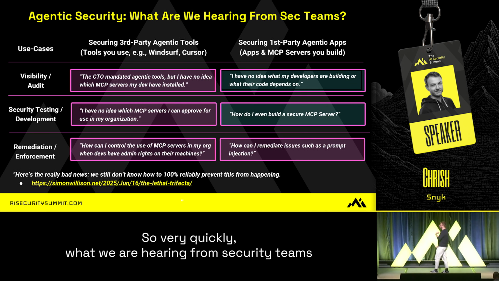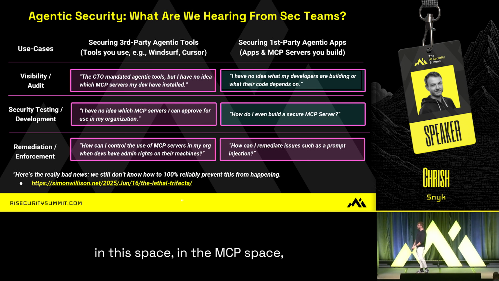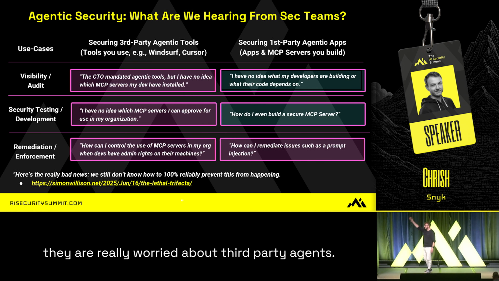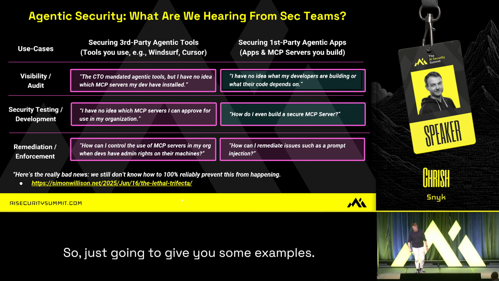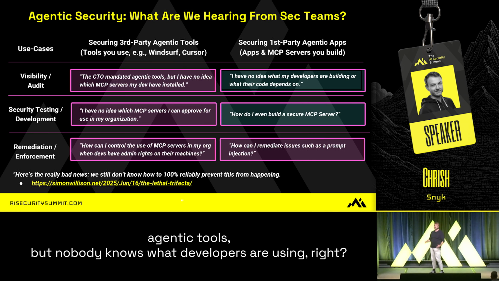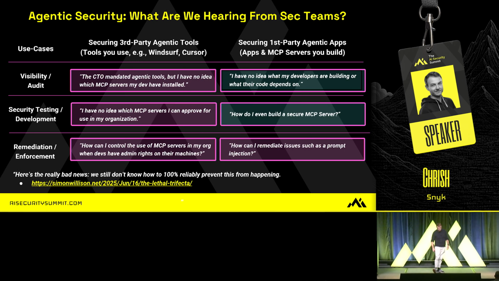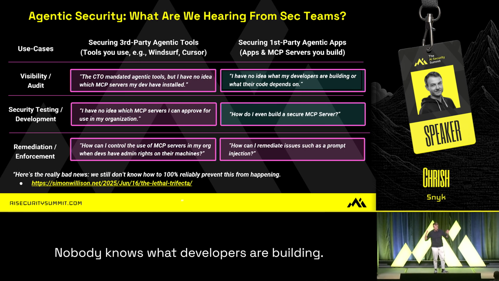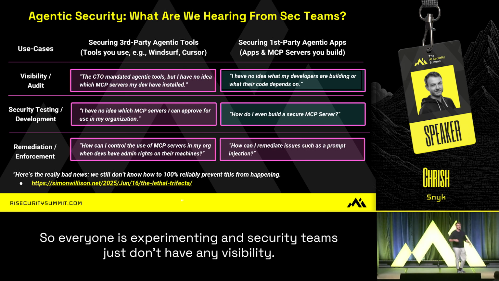So very quickly, what we are hearing from security teams in the MCP space is that they are really worried about third-party agents. Just to give you some examples: the CTO mandated that everyone should be using these agentic tools, but nobody knows what developers are using, right? So there's a lack of visibility. Nobody knows what developers are building. Everyone is experimenting, and security teams just don't have any visibility.